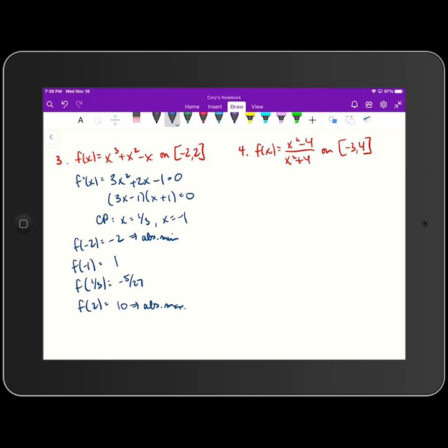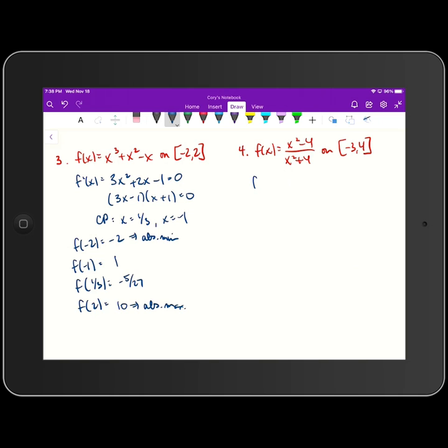All right. So same idea with number 4. Now number 4, we have a rational function, so we have to look at this a little bit more closely. We know our denominator cannot be equal to 0. But when we look at our denominator, it is x squared plus 4. That's never going to be equal to 0. So the domain of that function is all real numbers, thereby making it continuous everywhere and continuous on the closed interval from -3 to 4. So we can use the extreme value theorem for the function on the given interval.